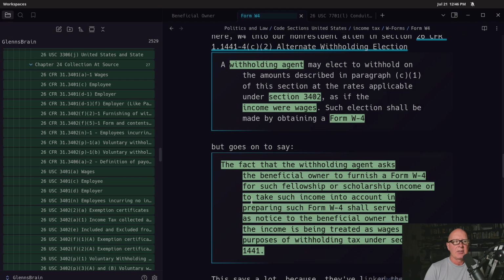And it says, or income to take into account, preparing such Form W-4 shall serve as notice. So in other words, they're notifying you just by asking for this particular account, and you're preparing this W-4, that you are letting them know that you are to be a beneficial owner, that the income is being treated as wages for the purpose of withholding tax under Section 1441.